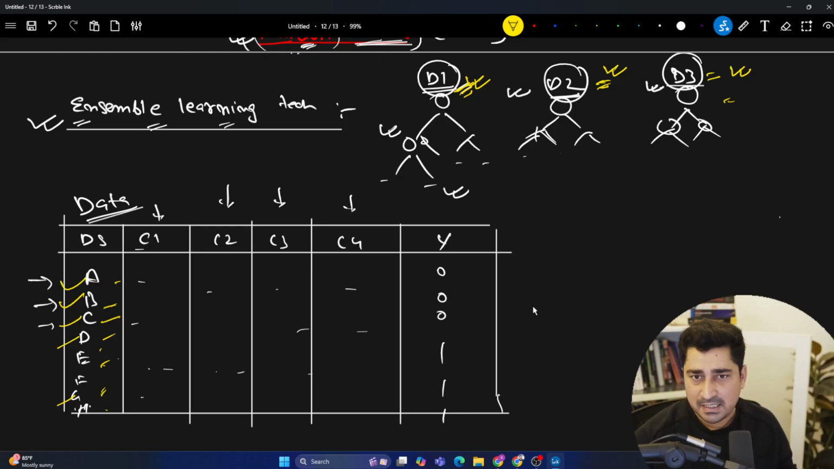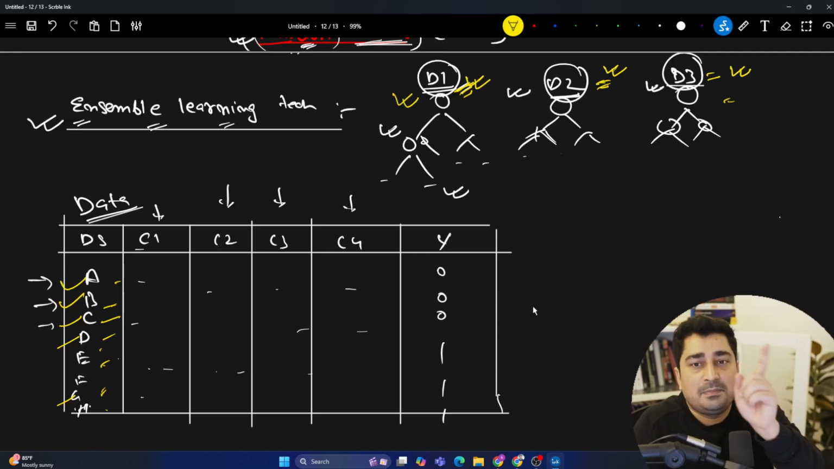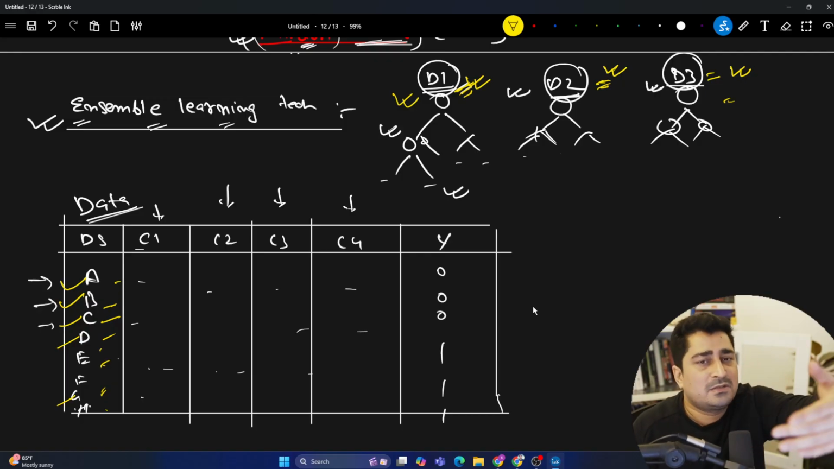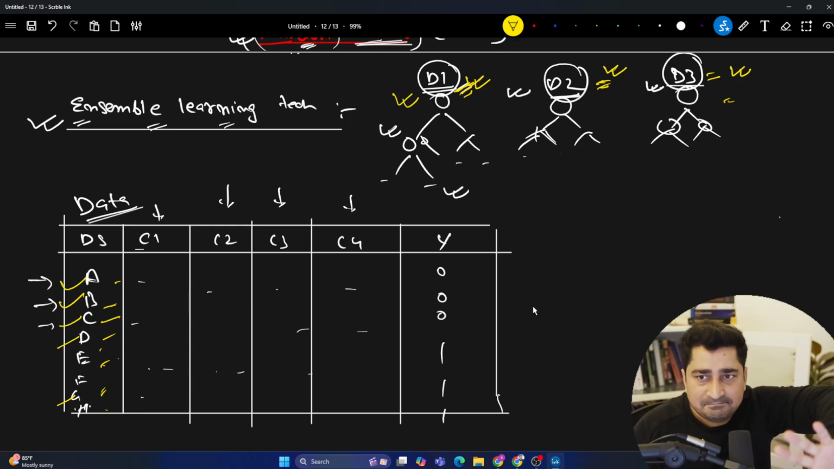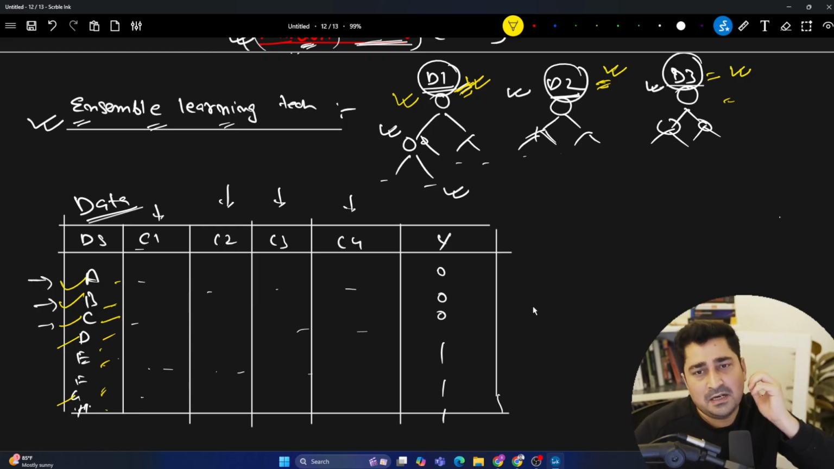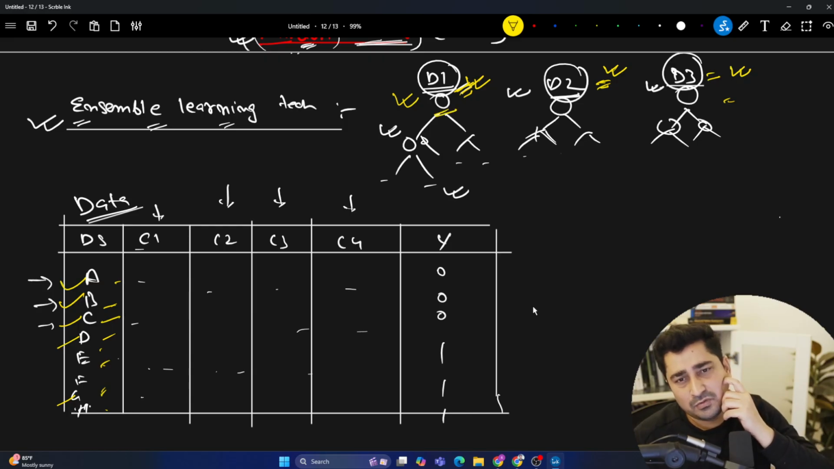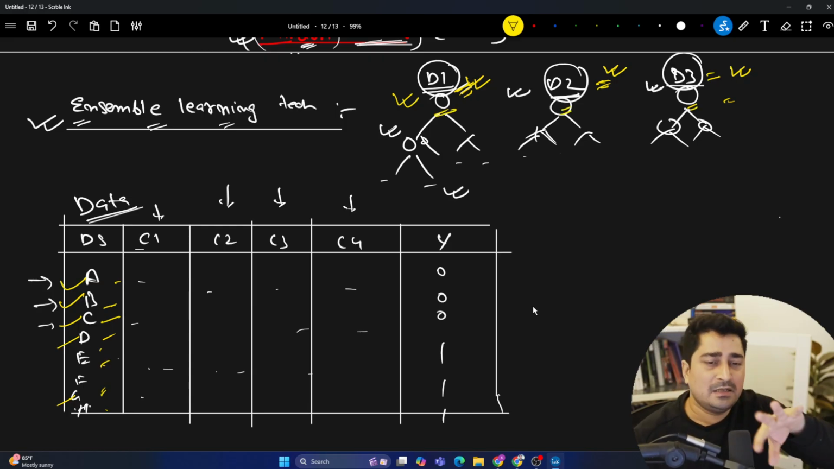And there is a possibility that there will be a commonality between the records. It's not like if D1 has received some record, then D2 can't receive it. No, that's not the meaning of bootstrap sampling. Bootstrap sampling says that we randomly select a subset of the data with replacement. With replacement means there will be an overlap. So some data will go to this one, some data will go to this one, but there will be an overlap.